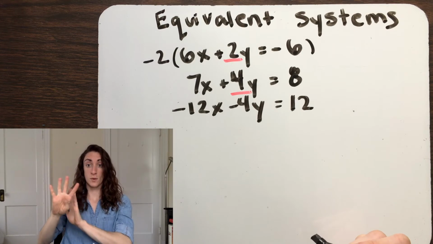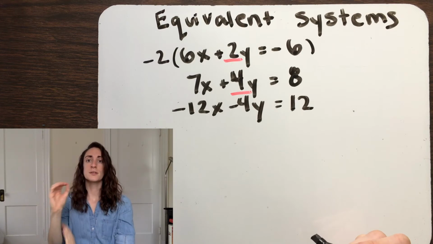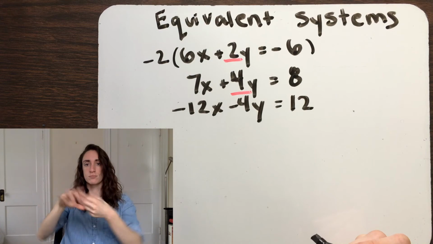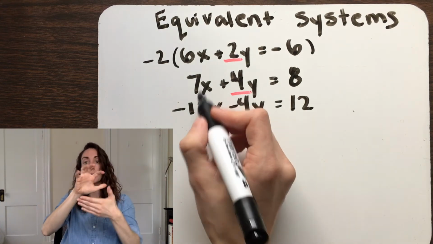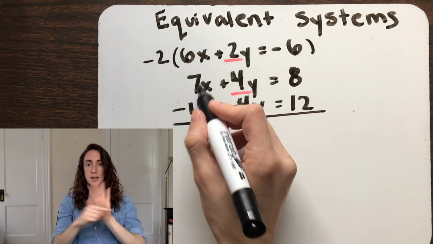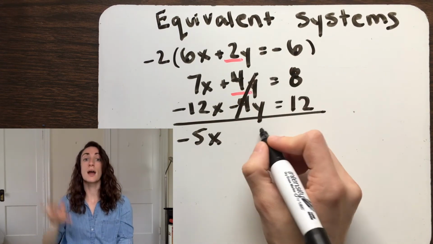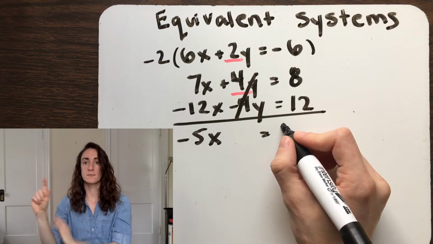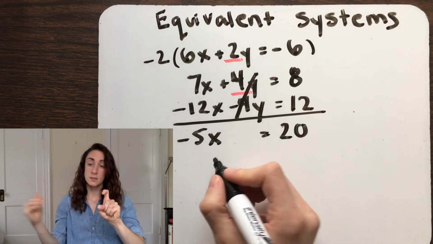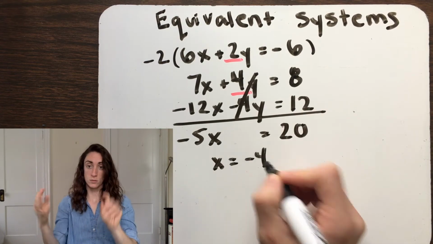So now that we've got the 4y and negative 4y terms, we're ready to use elimination. And we can do that by adding these two equations together. So 7x plus negative 12x is negative 5x. 4y plus negative 4y is 0, so we don't have to write that. And 8 plus 12 is 20. Now we've got negative 5x equals 20, x equals negative 4.